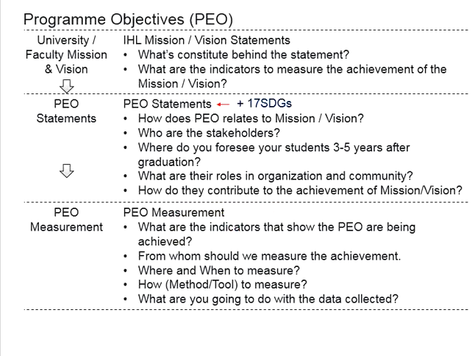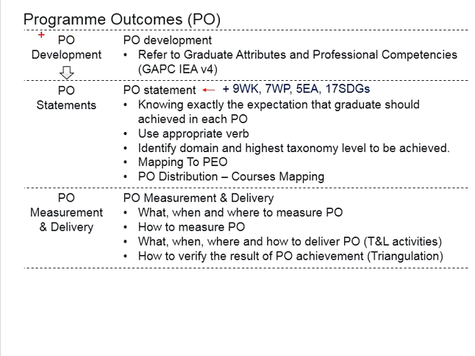These indicators need to be explicitly established. They should be objective, allowing us to identify which PEO is not attained. With that, we can still make some improvement in terms of the program design for better achievement of the program objectives. Next level, it will be program outcomes.